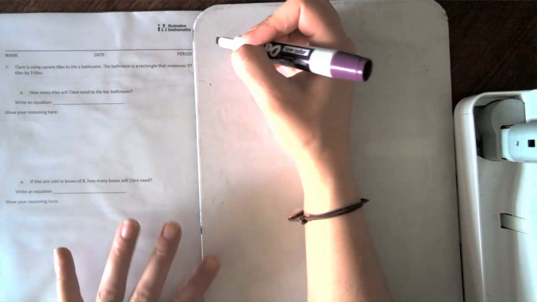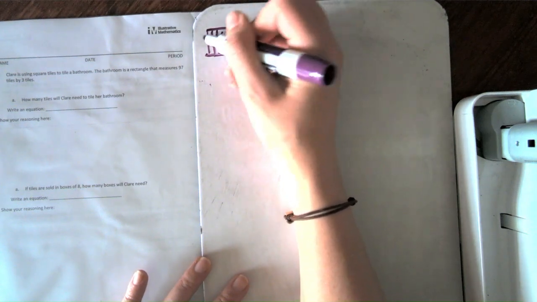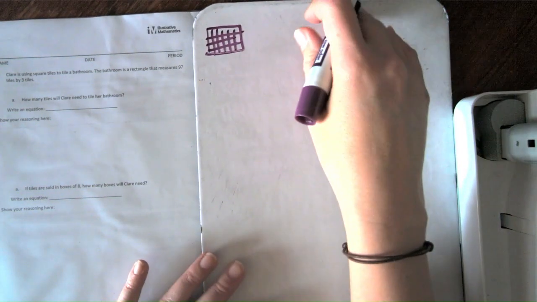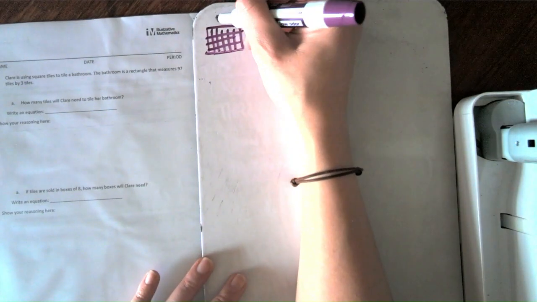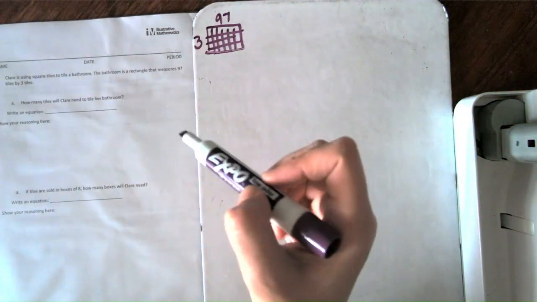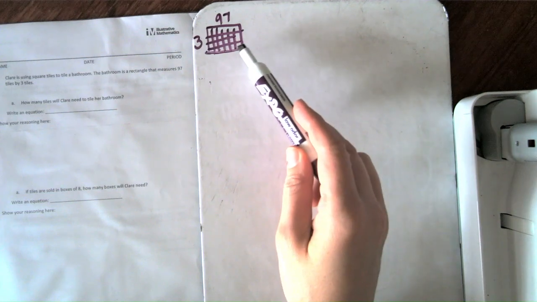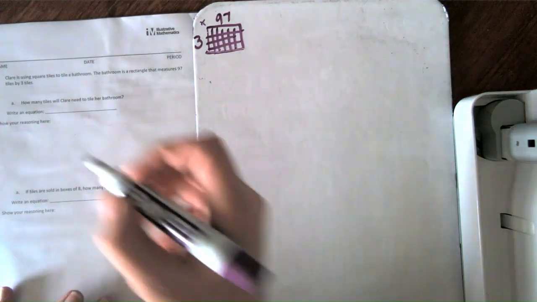Claire is using square tiles to tile a bathroom, so we're going to go ahead and envision square tiles to tile a bathroom. The bathroom is a rectangle that measures 97 by 3 tiles. So what that tells me is this is a 97 by 3. That's exactly what that says. How many tiles will Claire need to tile her bathroom?